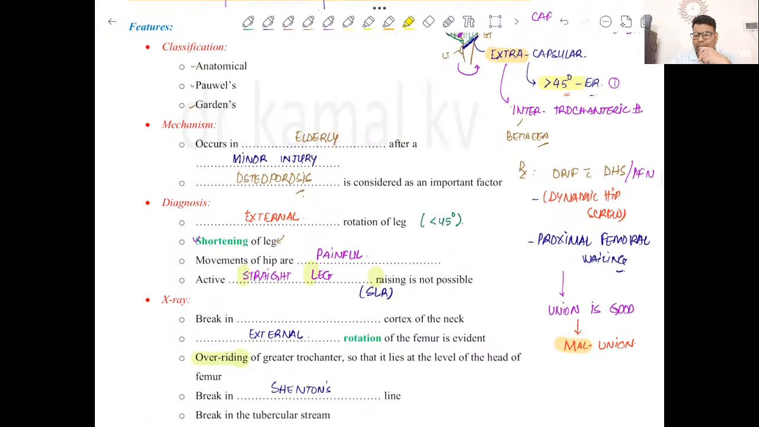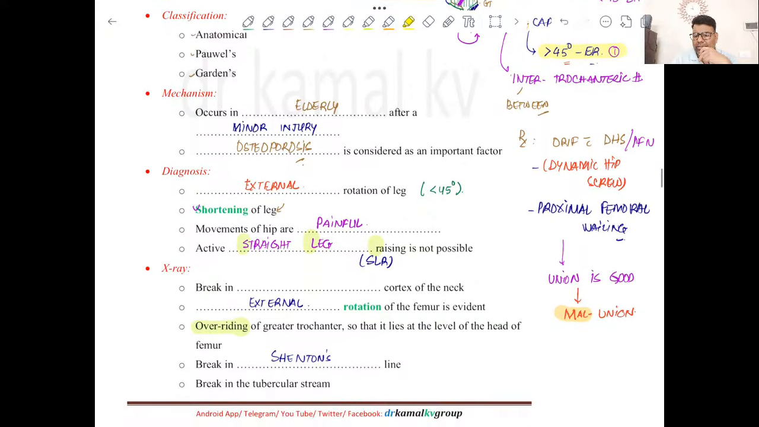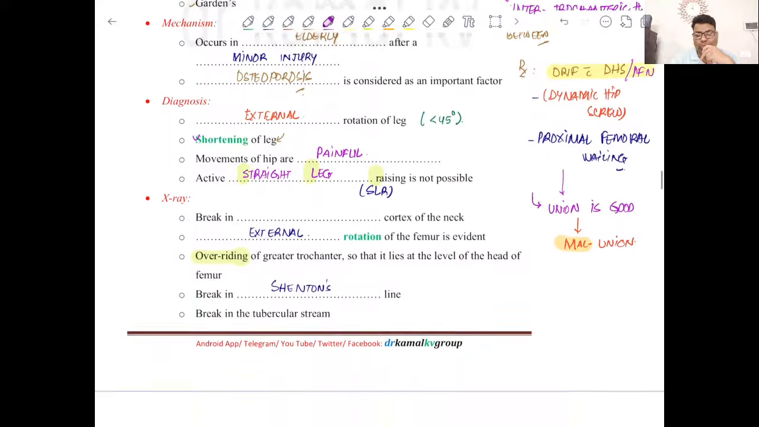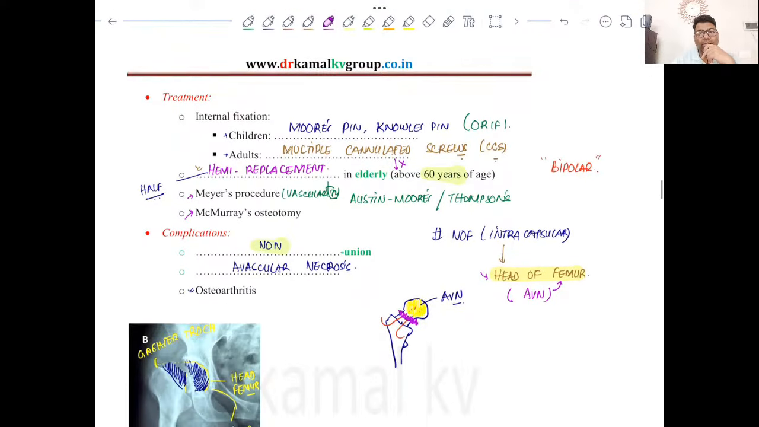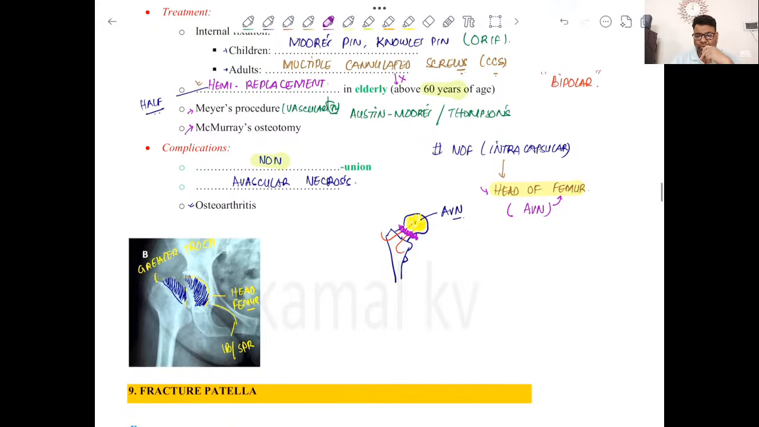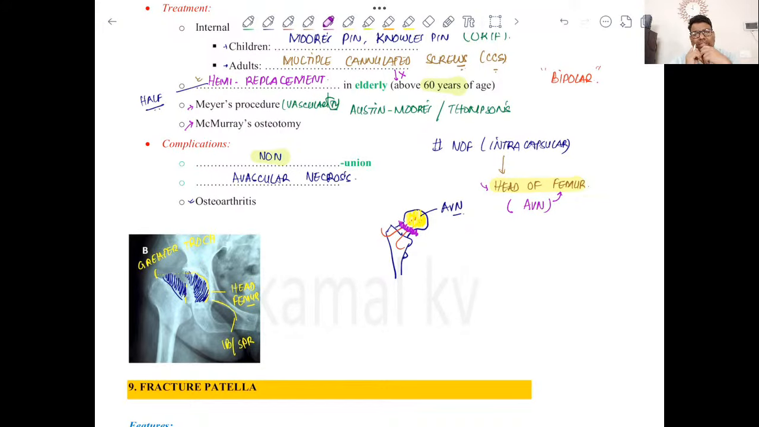One is in terms of the external rotation deformity, second is in terms of the management, and third in terms of the outcome. Extracapsular will unite, but will unite in a slightly wrong position, that is malunion, but the intracapsular variety can go into non-union and AVN, of course. So this is a very important segment from where questions are usually framed.